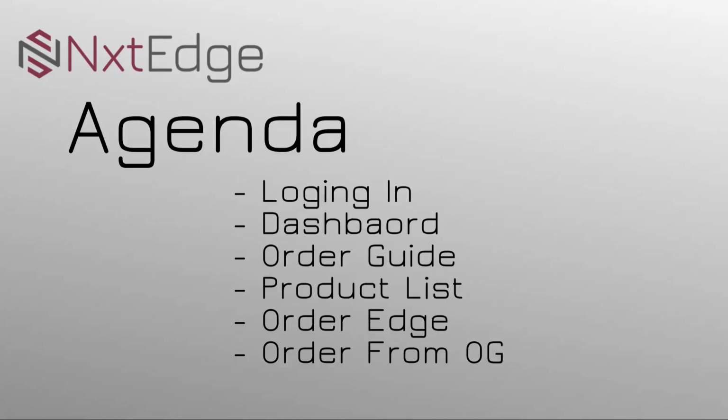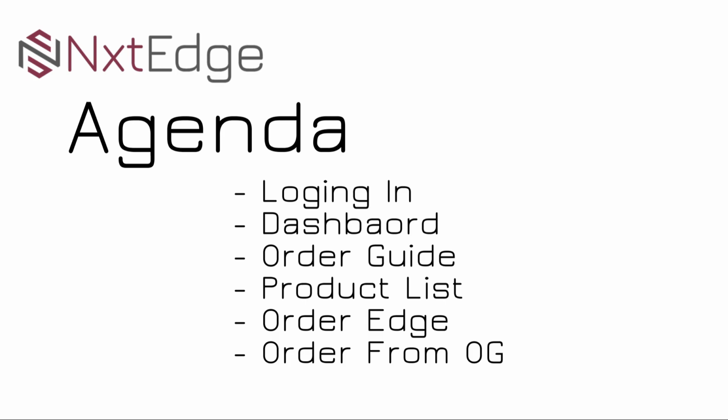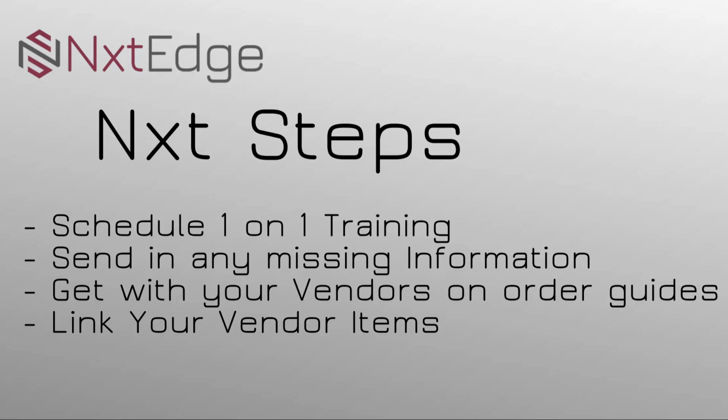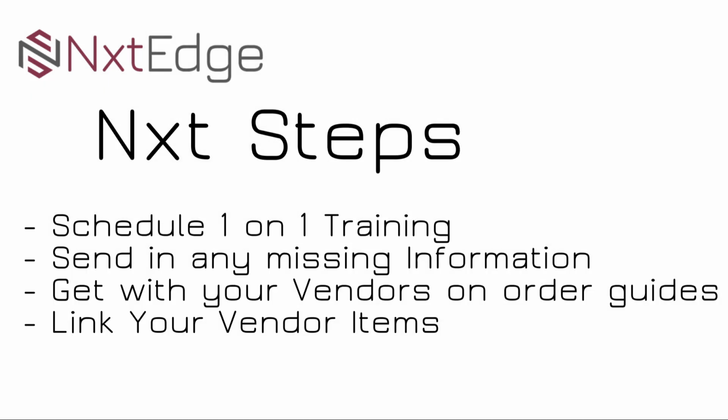This completes the training on logging in, dashboard, order guides, product list, Order Edge, and order from order guides. The next step of the onboarding is to schedule one-on-one training, and then link your vendor items using Order from OG or on Order Edge. You may also be missing order guides. Your order guides may be incomplete, or we are missing vendor information. Your account manager will keep you posted with this missing information as well as the integration with your vendors for ordering. Click the link to schedule one-on-one training.